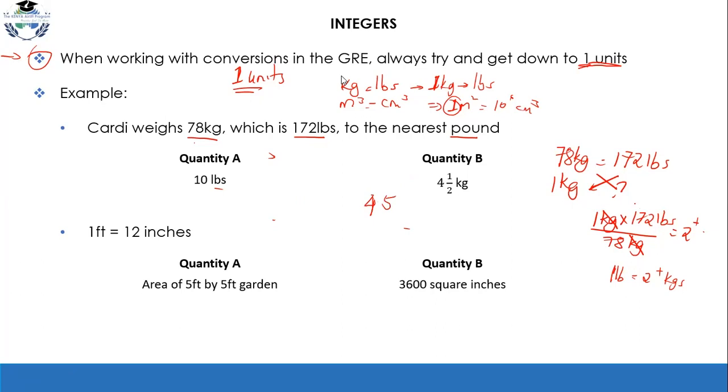Let's see, they're equal. All right, Margaret, where do you think they're equal? Margaret, Kenya. Yes, boss, for me, I've used: if 78 kgs is 172 lbs, what about 10 lbs? So that is 780 divided by 172, you get 4.5. Quantity B is 4.5, so they are equal.